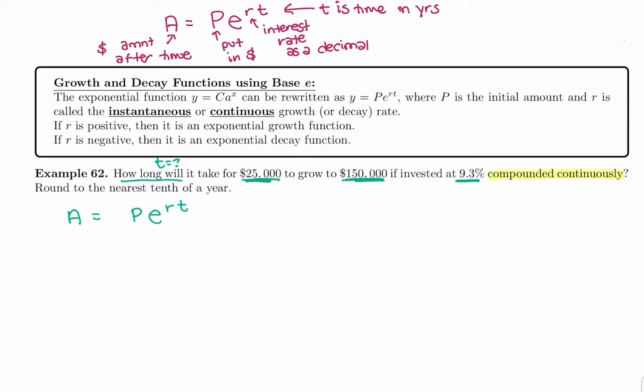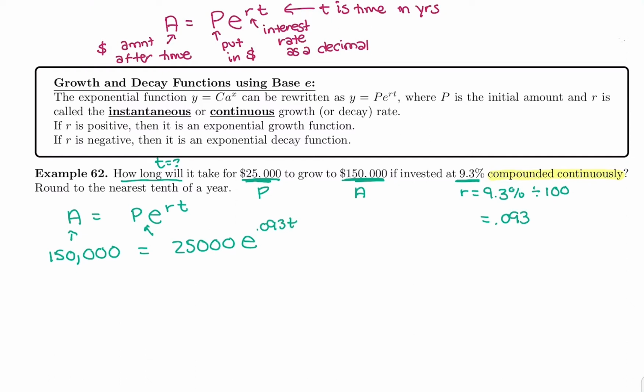We want to figure out, is 25,000 the amount of money we're putting in or the amount after time? Well, we want to put in 25,000 and have it grow to be 150,000. So the amount after time that we want is 150,000. The amount that we're plugging in is 25,000 times e to, this is the interest rate, but we always need to change it to a decimal. So we're going to take this 9.3% and divide by 100. We're really plugging in e to the 0.093 times t.